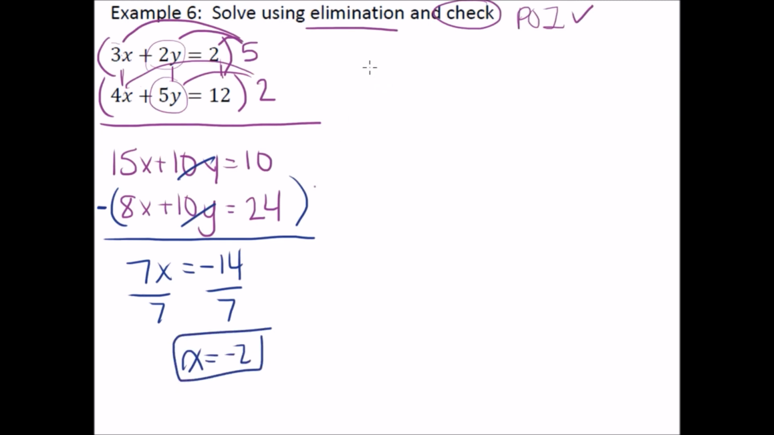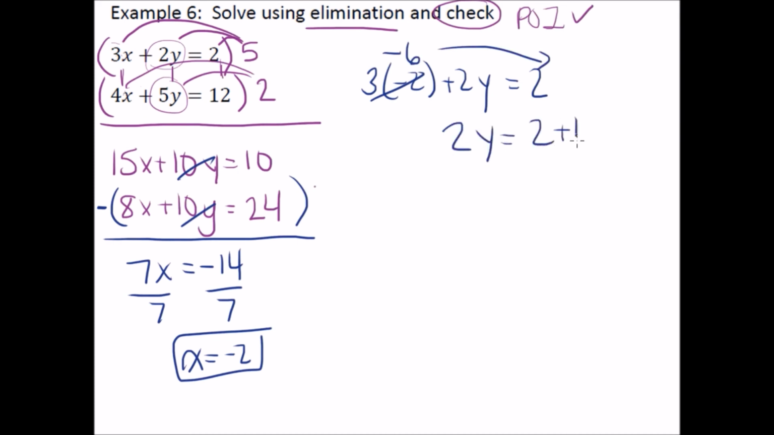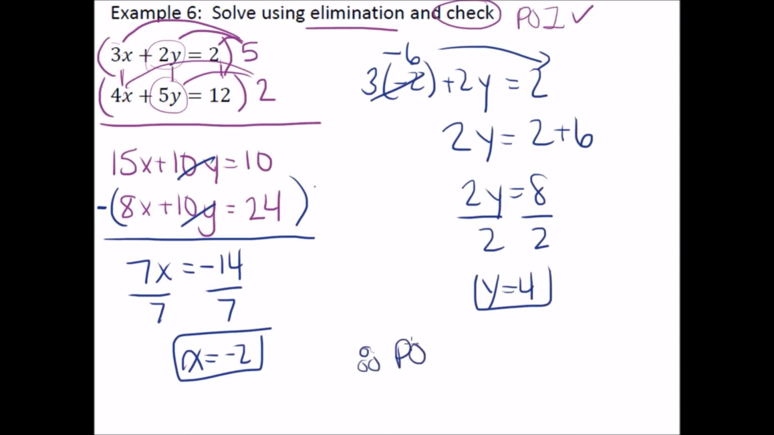Okay, sub that into the first equation: 3(-2) + 2y = 2. This is just -6, and we bring it over. 2y = 2 + 6, so 2y = 8. y = 4. Therefore, the point of intersection is (-2, 4).